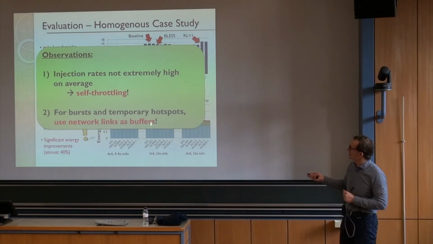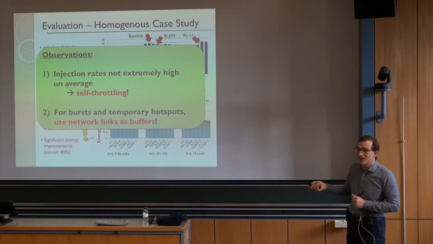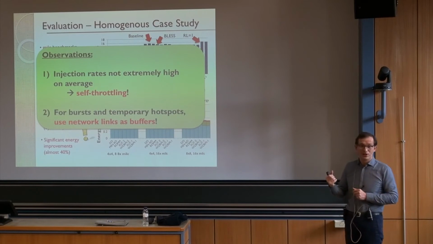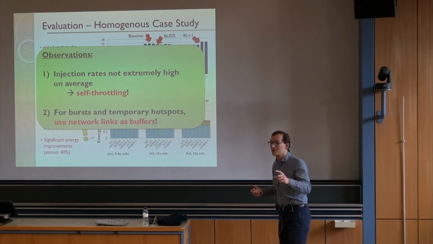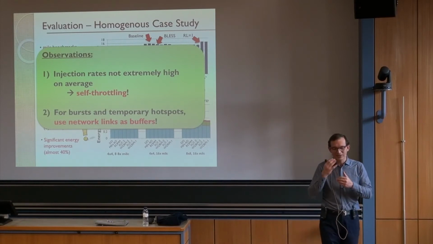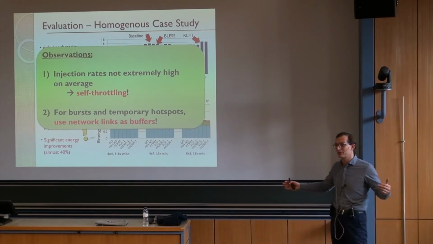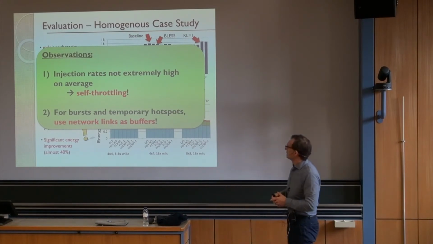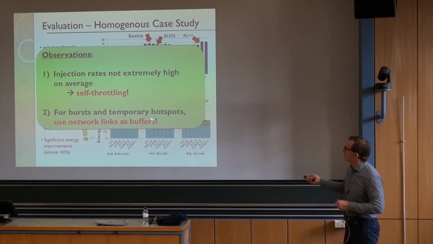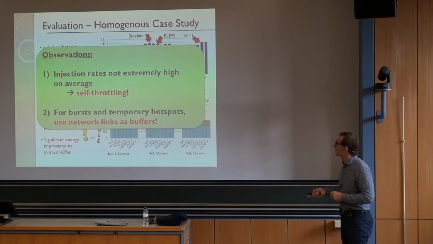Okay, so these are the key observations. Injection rates are not extremely high on average because, first of all, L1 caches act as a filter, and the network is also self-throttling. You cannot keep injecting into the network because at some point you run out of your miss buffers, MSHRs. Essentially, for bursts and temporary hotspots, we're using network links as buffers.